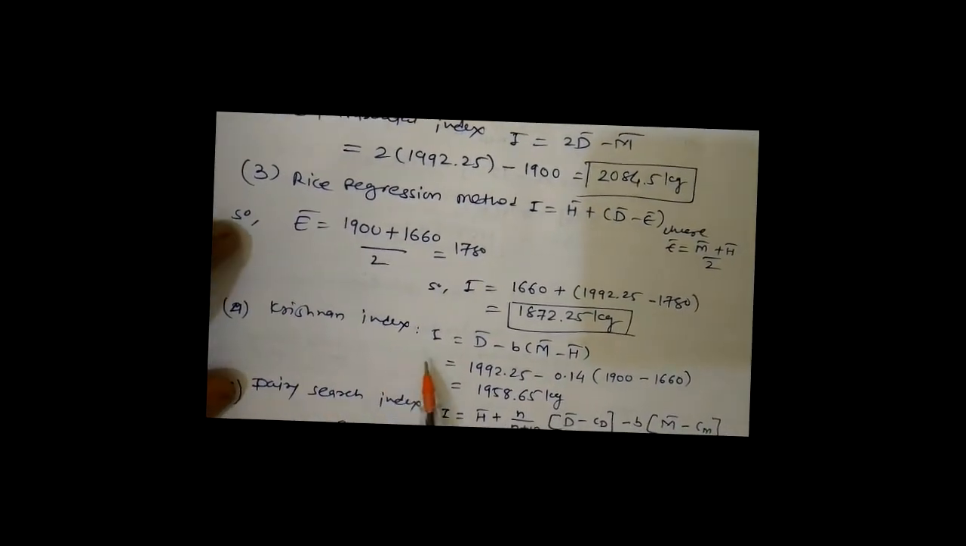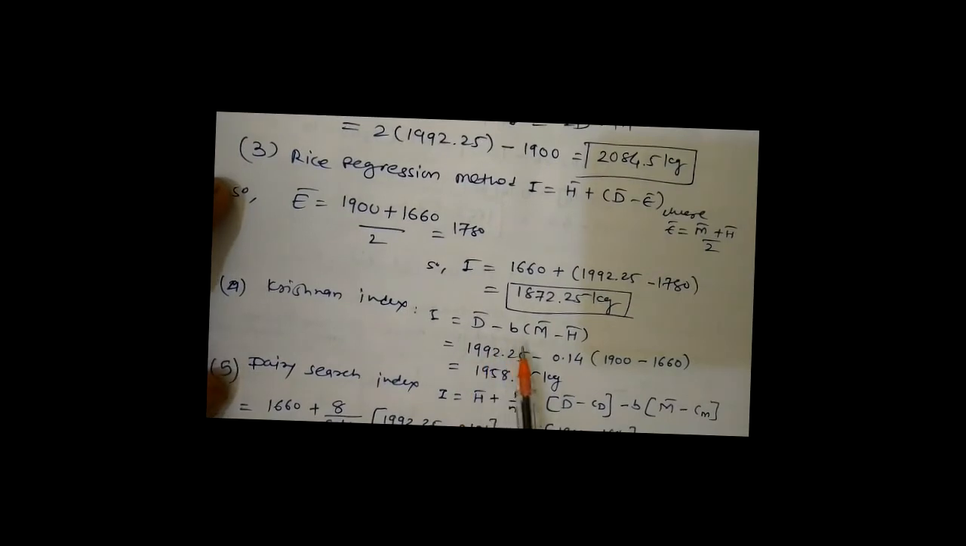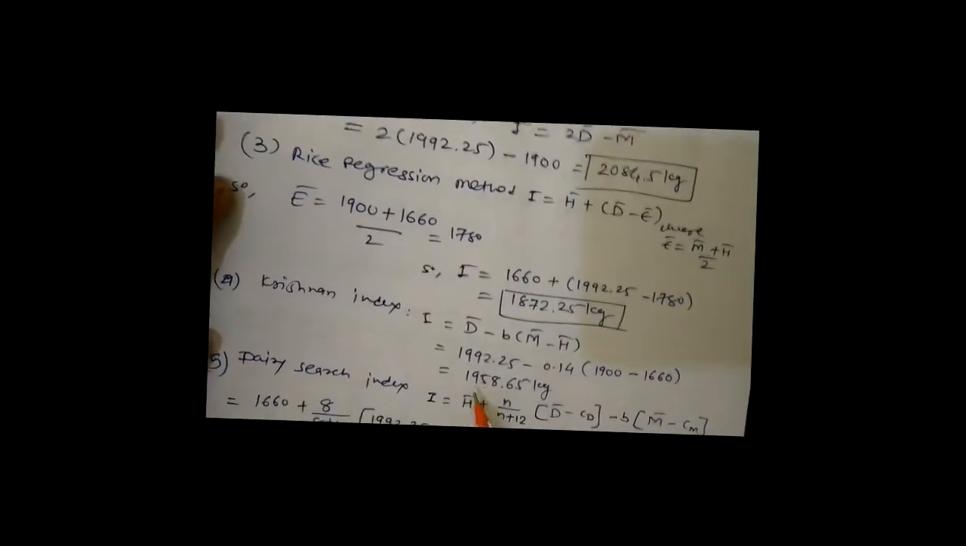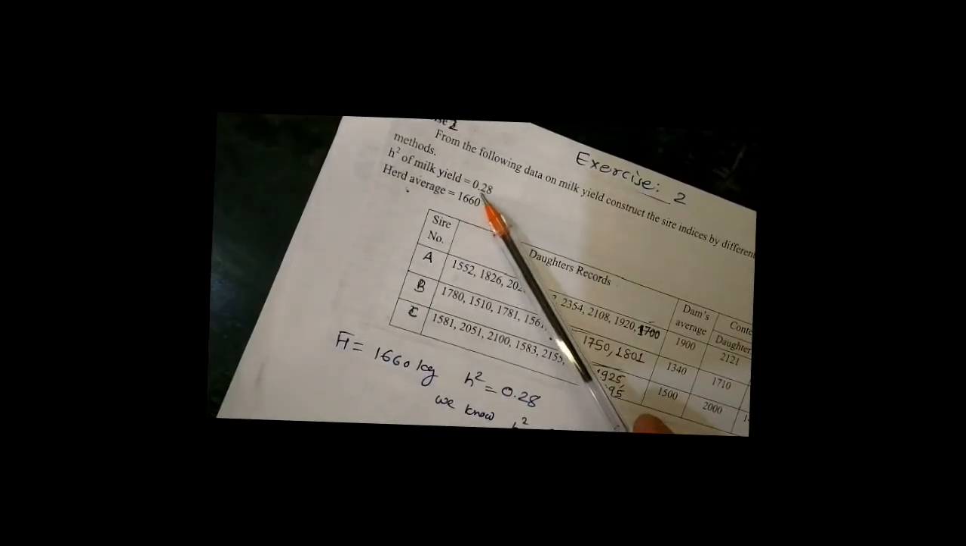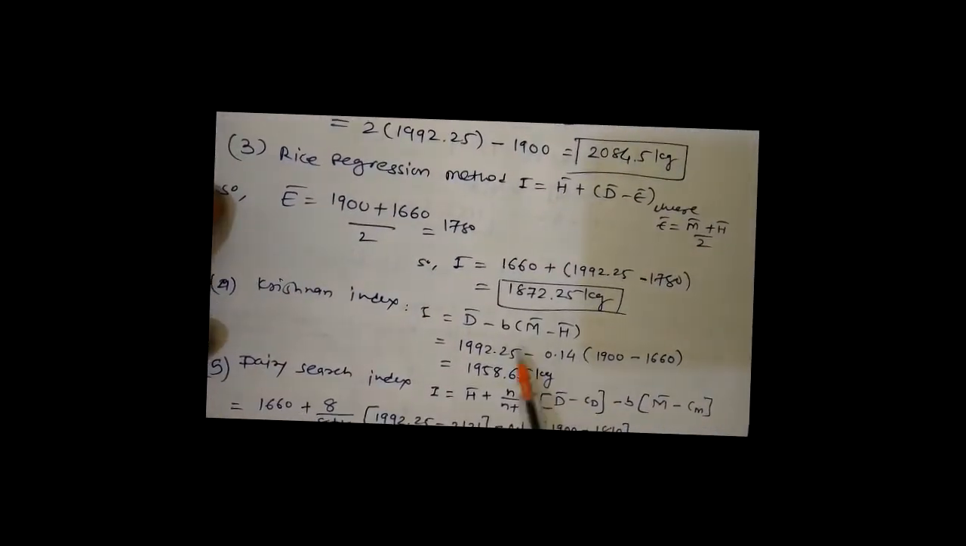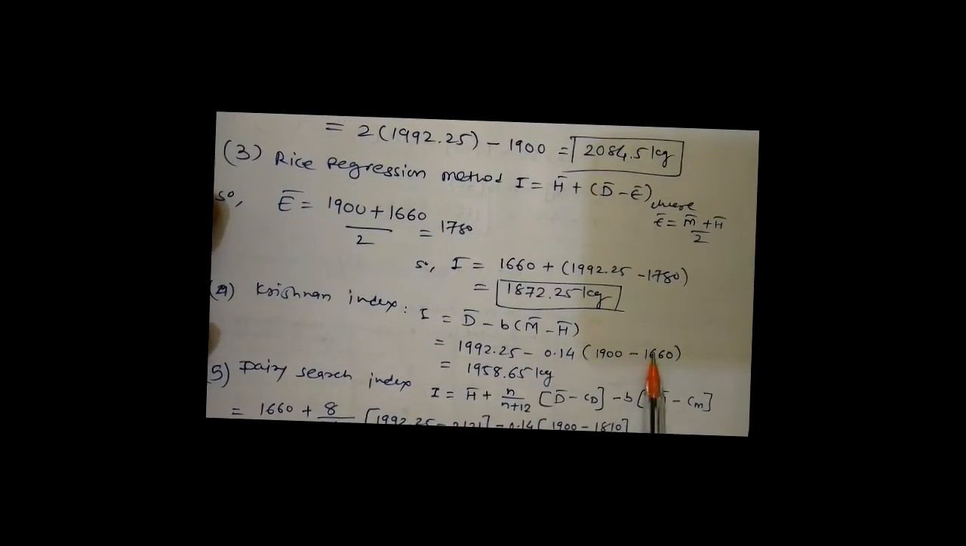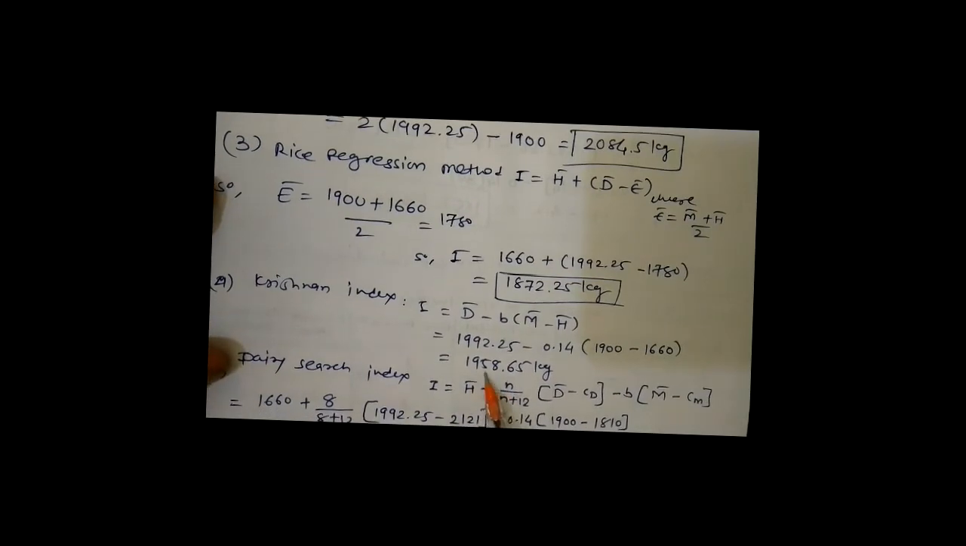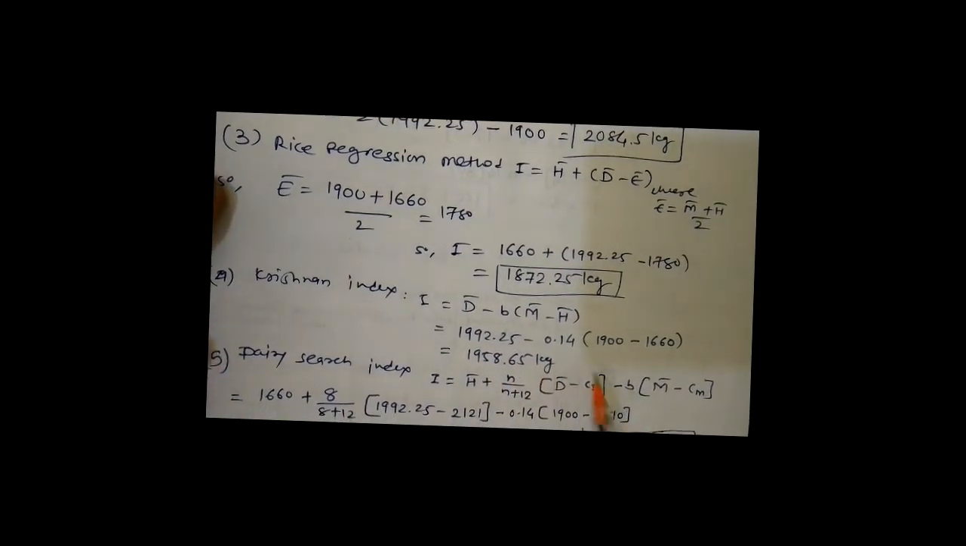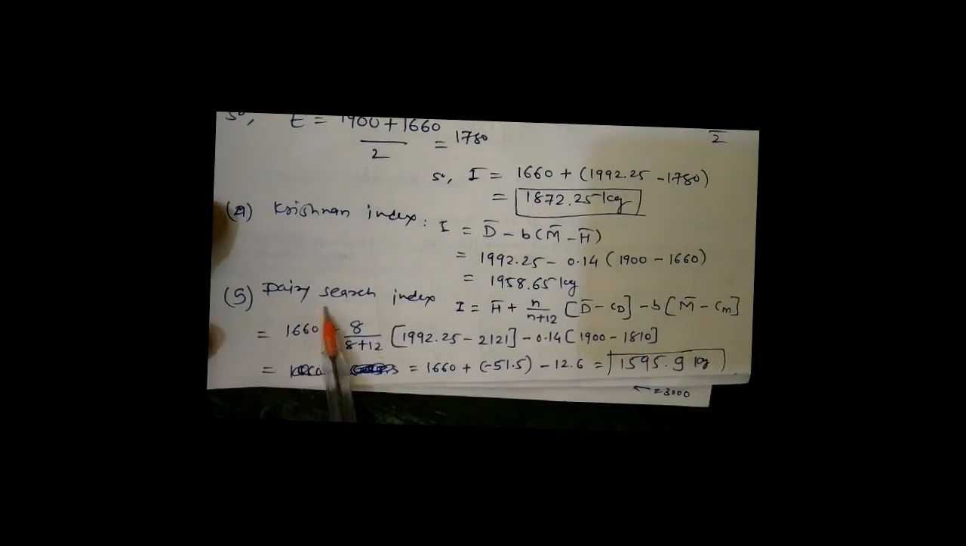Another is the Krishnan index, I is equal to D bar minus b into M bar minus H bar. So D bar we already have, 1992.25, minus 0.14, where heritability 0.28 divided by 2 is 0.14, into bracket 1900, that is the dams' average, minus the herd average. So it is 1958.65 kg.